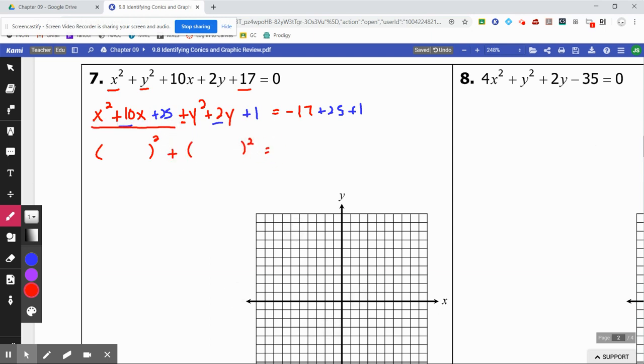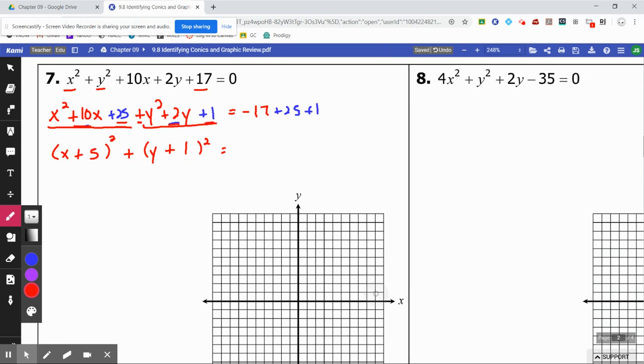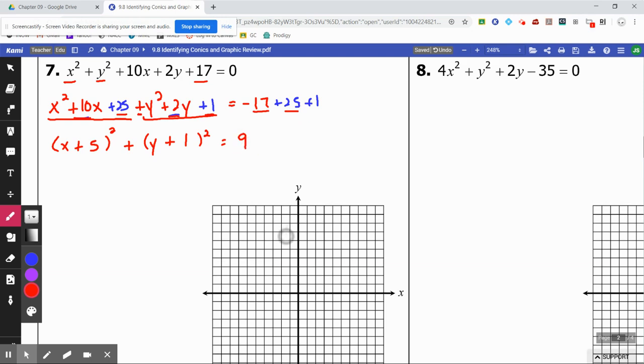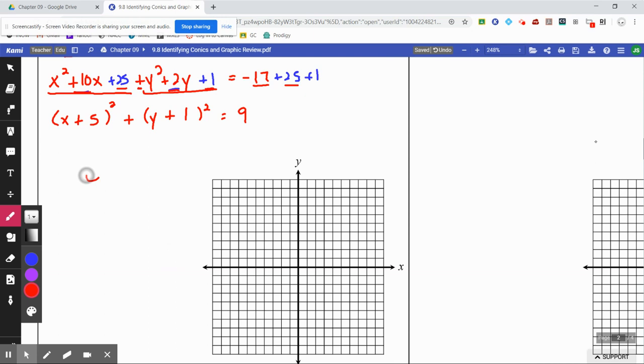The x stuff, when you factor it, x times x gives you the x squared. What adds and multiplies would be a positive 5 times itself. With the y stuff here, when we factor it, y times itself gives you the y squared. What adds and multiplies would be a positive 1 and a positive 1. And on the other side, you have negative 17 and 25 is 8 plus 1 is 9. So there is your circle, and that is in your basic form. The center of your circle got moved left 5 and down 1, so negative 5, negative 1.